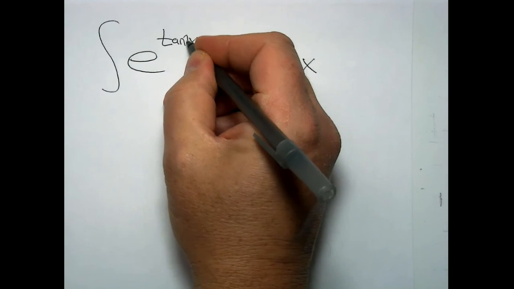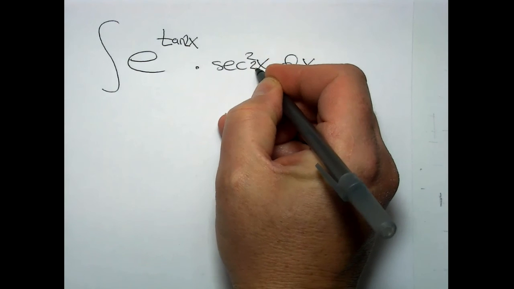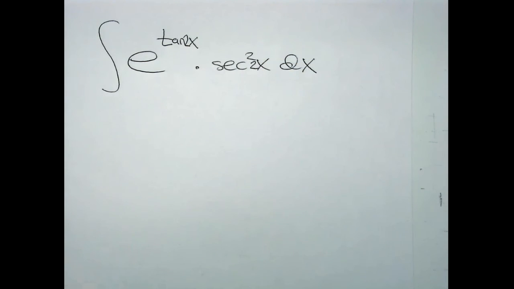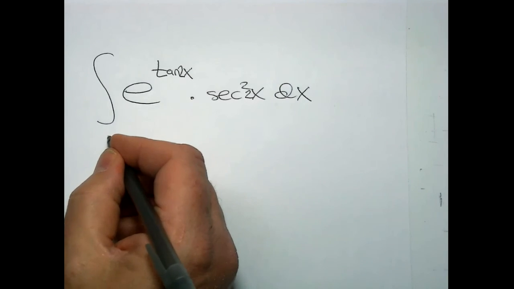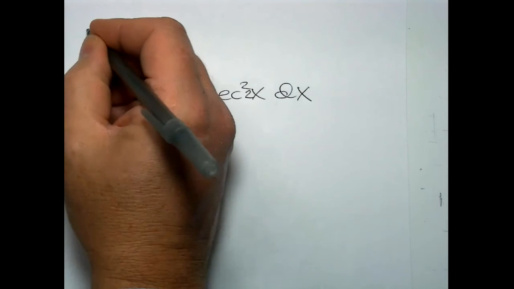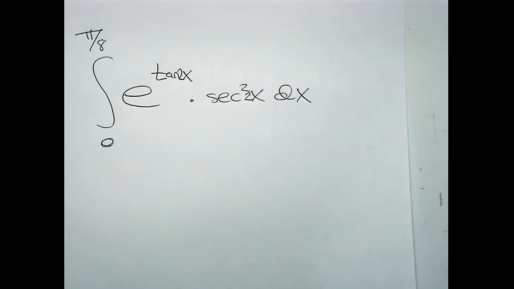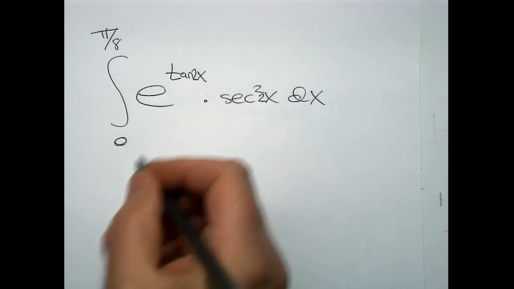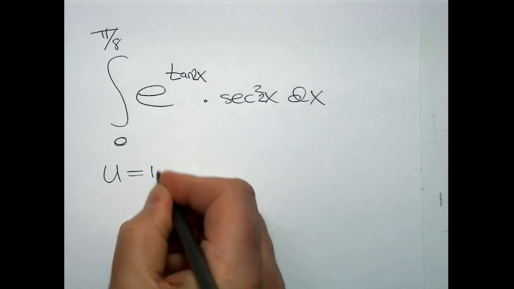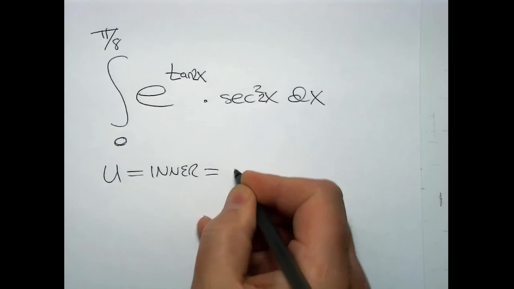Let's make it 2x. Here and here. And I'd like to integrate this from 0 to pi over 8. Looks like a pretty challenging problem. However, u equals inner is a great guideline for this problem.